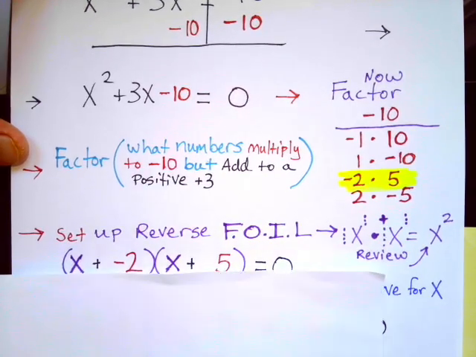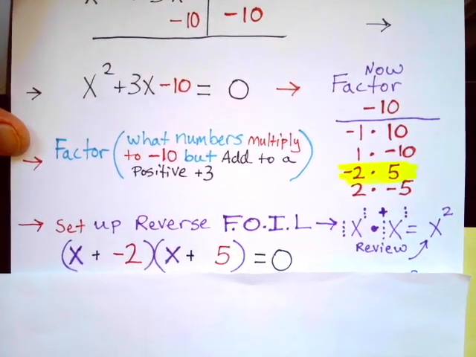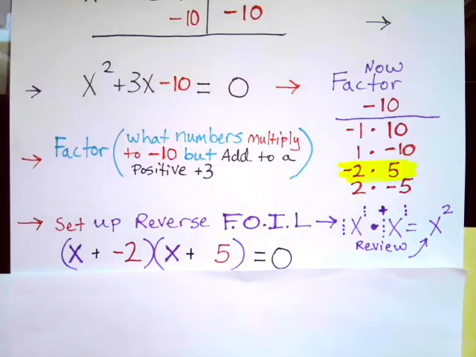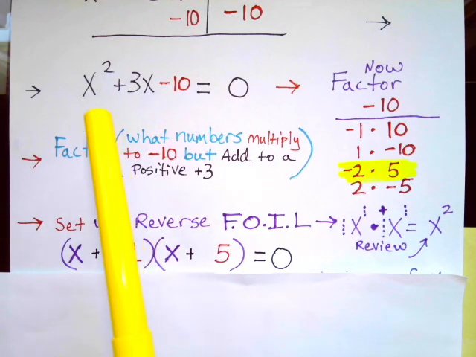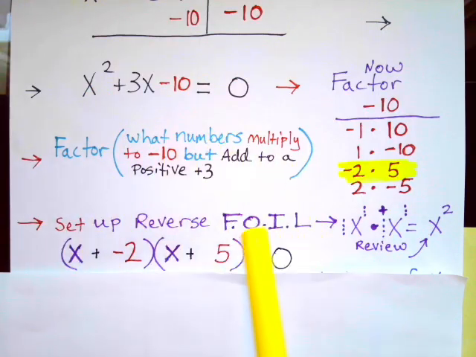And here you can see the two sets of parentheses where x is at the very beginning of these parentheses. Why? x times x is x squared. If you follow my FOIL video, it explains it in depth. The last term, negative 2 times 5, is a negative 10.